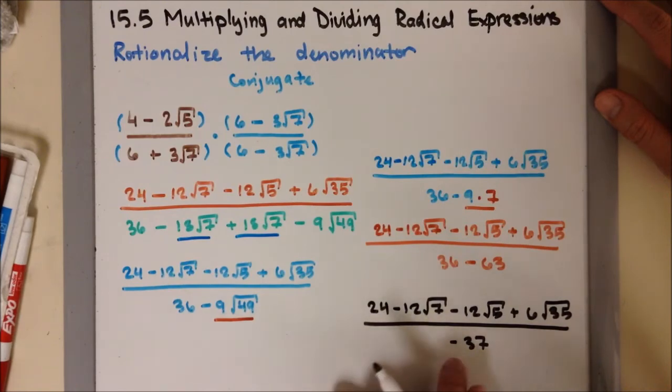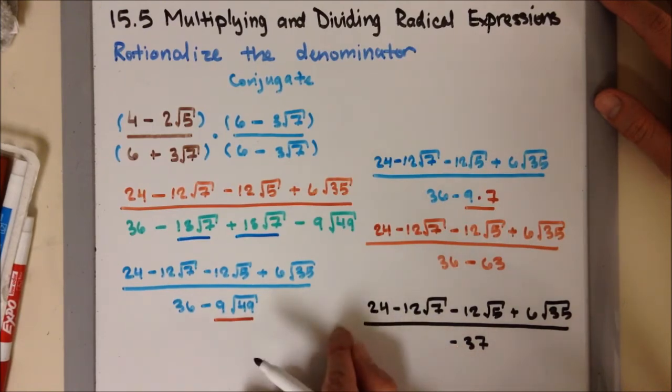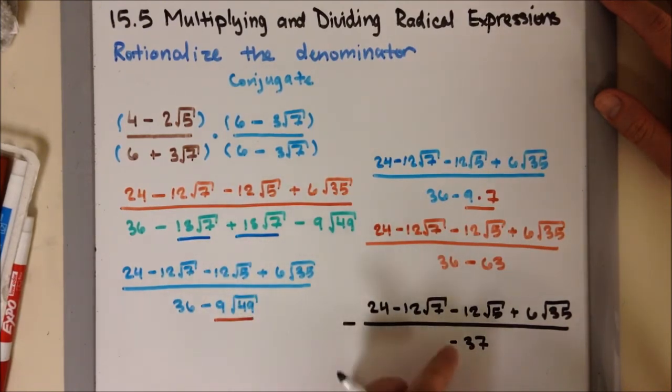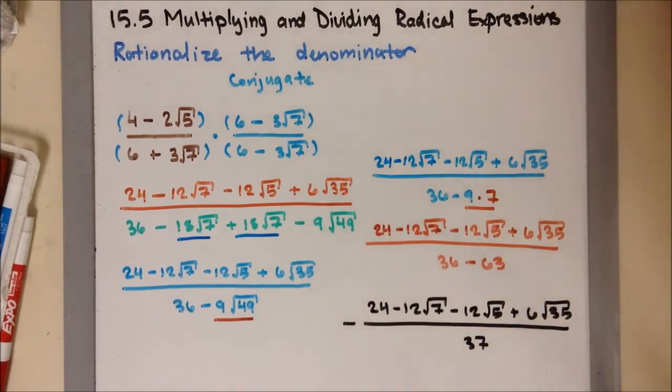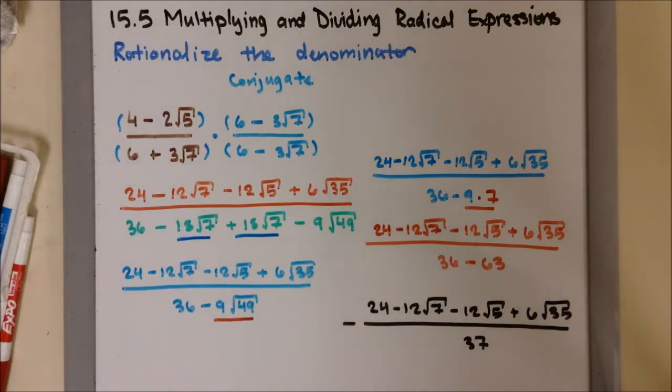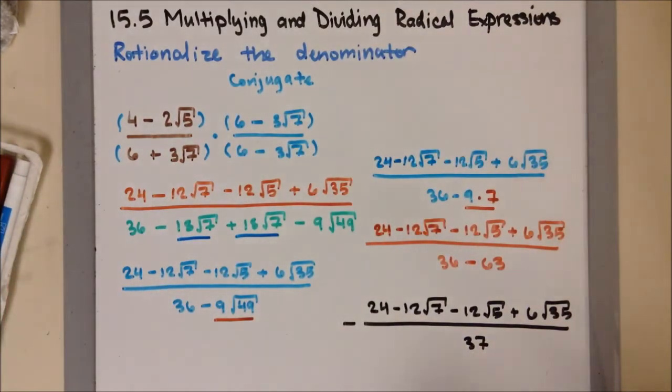Now since it's negative, I'm simply going to move the negative in front of the fraction and then get rid of that. So my final answer is negative 24 minus 12 square root of 7 minus 12 square root of 5 plus 6 square root of 35 over 27. There's nothing I can do to simplify, so this will be my final answer. And let me box that up.